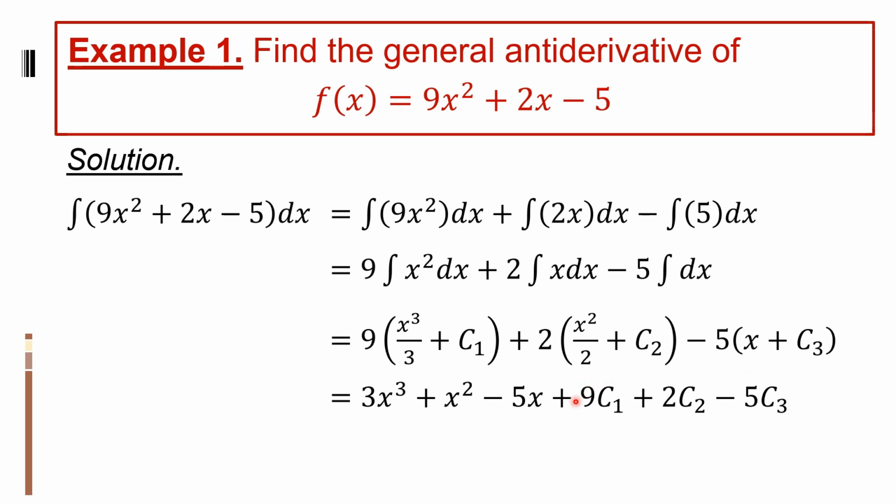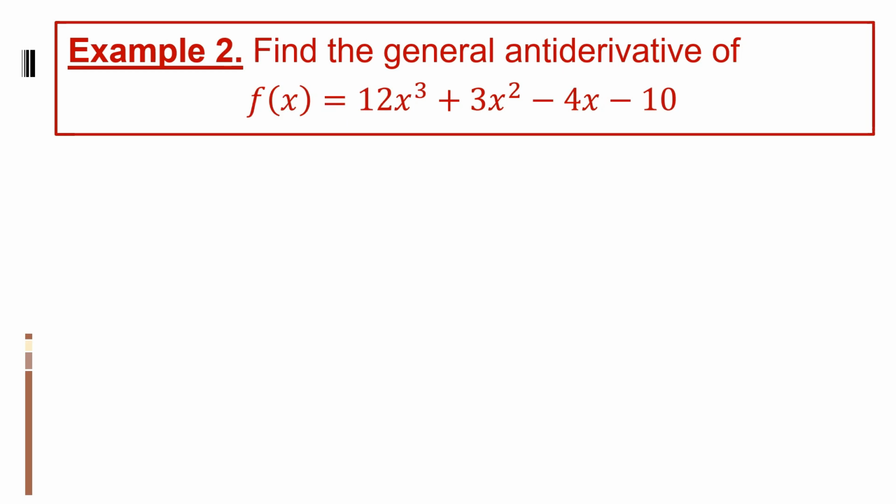Di ba pare-parehas lang na constants yan? So, pwede lang natin siyang gawing iisang constant to become 3x squared plus 2x minus 5x plus c. So, dun sa mga susunod na mga solutions natin, kahit hindi na natin lagyan ng c, ilagay na lang natin siya sa pinaka-dulo.